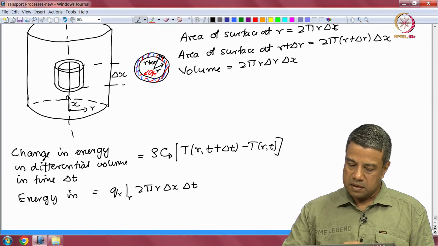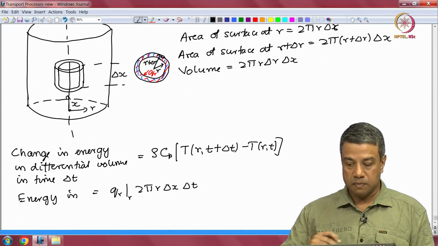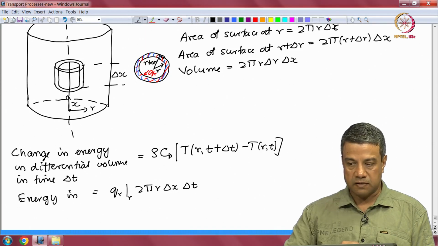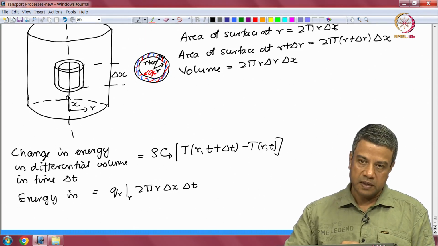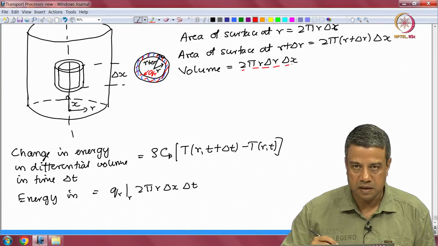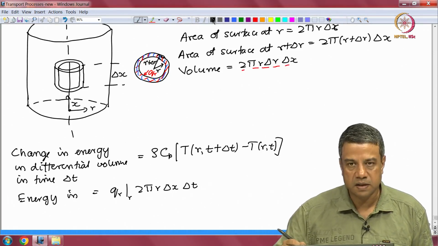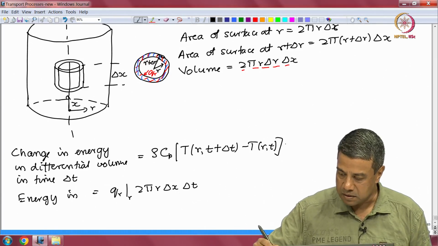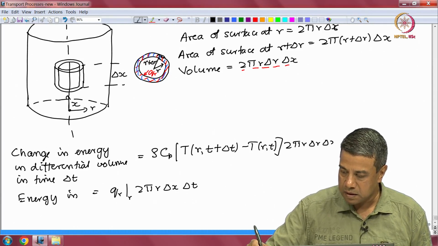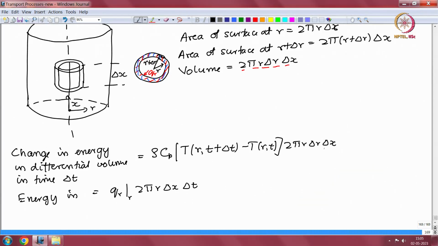My apologies, the change in energy in the differential volume, what I have shown here is the change in the energy density. I have to multiply it by the volume to get the change in energy. What I have done so far is only the change in energy density. So, I have to multiply this by 2 pi r delta x.